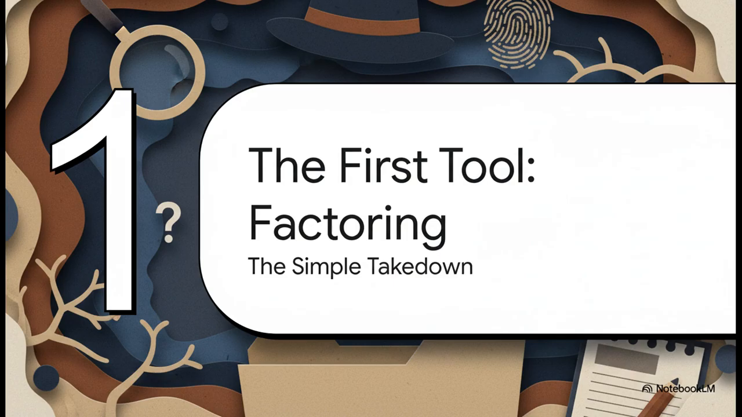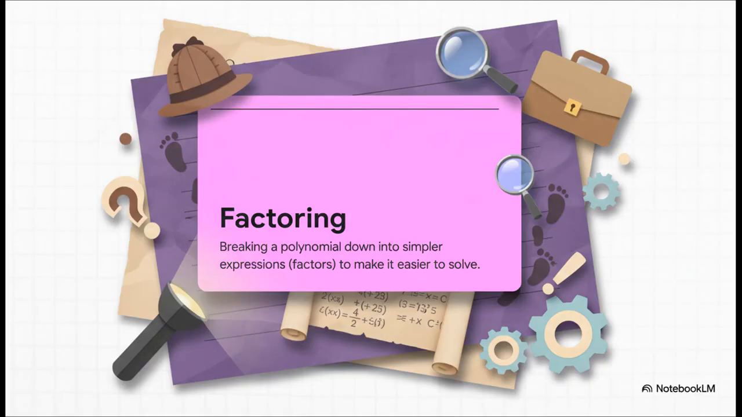All right, tool number one. This is our go-to, our most straightforward method. When it works, it's amazing. It's like getting a full confession right at the start of the investigation. We call it factoring. So what is factoring? It's really just the art of breaking things down. We take a big, complicated polynomial and try to split it into smaller, simpler pieces. For our case, that big, long equation, we could try grouping terms together, looking for something they have in common. If we can successfully break it apart, finding the roots becomes super, super easy.